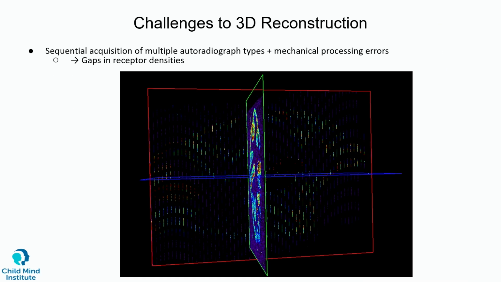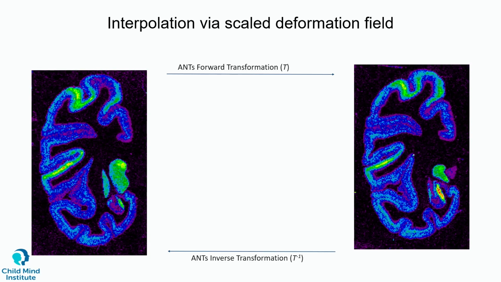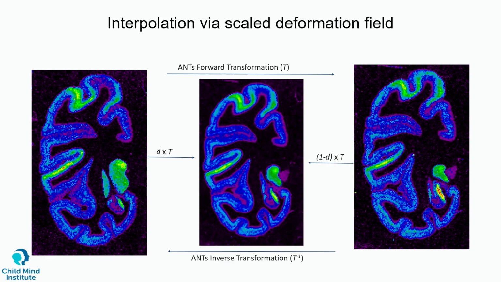So coming back to the problem of estimating receptor densities between acquired sections for a given type of receptor, we've developed a few techniques, and we have a new one that works very well. It's quite simple. Basically, all you have to do is use ANTs to calculate a nonlinear alignment from one section to the next section in the anterior direction. This creates a deformation field in the forward direction and a deformation field in the inverse direction. We can then scale those deformation fields and use them to transform the first image in the forward direction, the second image in the inverse direction, and average them together. So basically, we're doing a linear interpolation through the nonlinear deformation field.